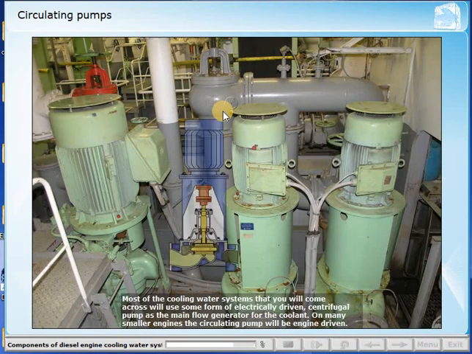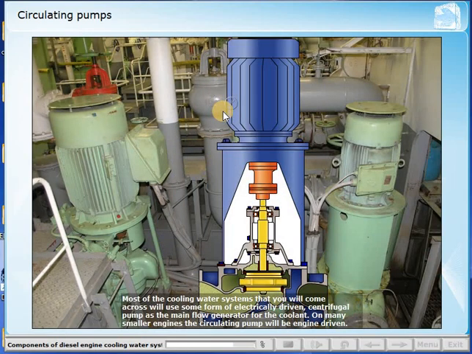Most of the cooling water systems that you will come across will use some form of electrically driven centrifugal pump as the main flow generator for the coolant. On many smaller engines, the circulating pump will be engine-driven.